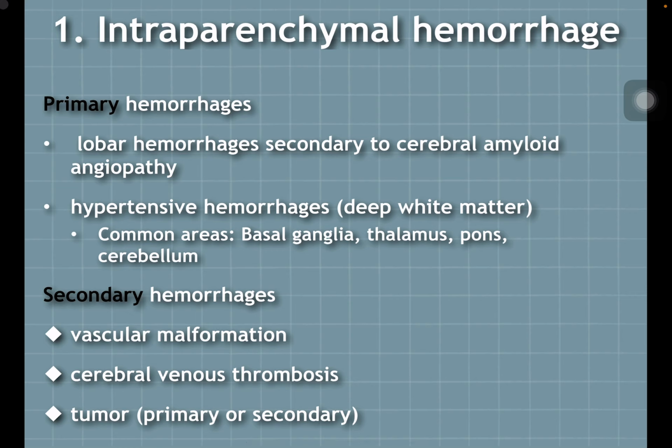So, number one, intraaxial is the intraparenchymal hemorrhage. We have primary and secondary hemorrhage. Primary might be lobar hemorrhage, secondary to cerebral amyloid angiopathy, or hypertensive hemorrhage, which involves the deep white matter. Common areas for hypertensive hemorrhage are, for example, the basal ganglia, thalamus, pons, and cerebellum. Intraparenchymal hemorrhage may also be secondary to vascular malformation, cerebral venous thrombosis, or tumor.